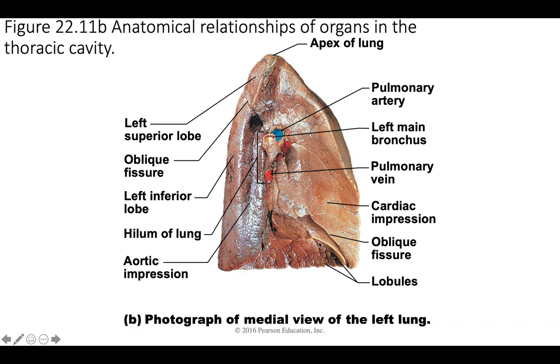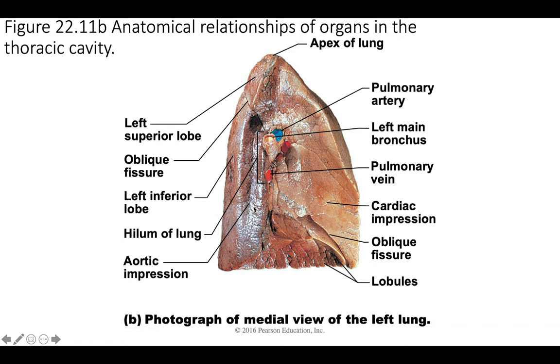So moving along, all right, here's a photograph of the medial view of the left lung. Clearly you can see over here this oblique fissure. This is going to be the superior lobe, and then we have the inferior lobe below that. Here's the hilum, and you can see the pulmonary vein, and this is the pulmonary artery over here. This is going to be your primary bronchus, or your main bronchus, the left main bronchus. The other thing you can see over here is the impression of the aorta, called the aortic impression.